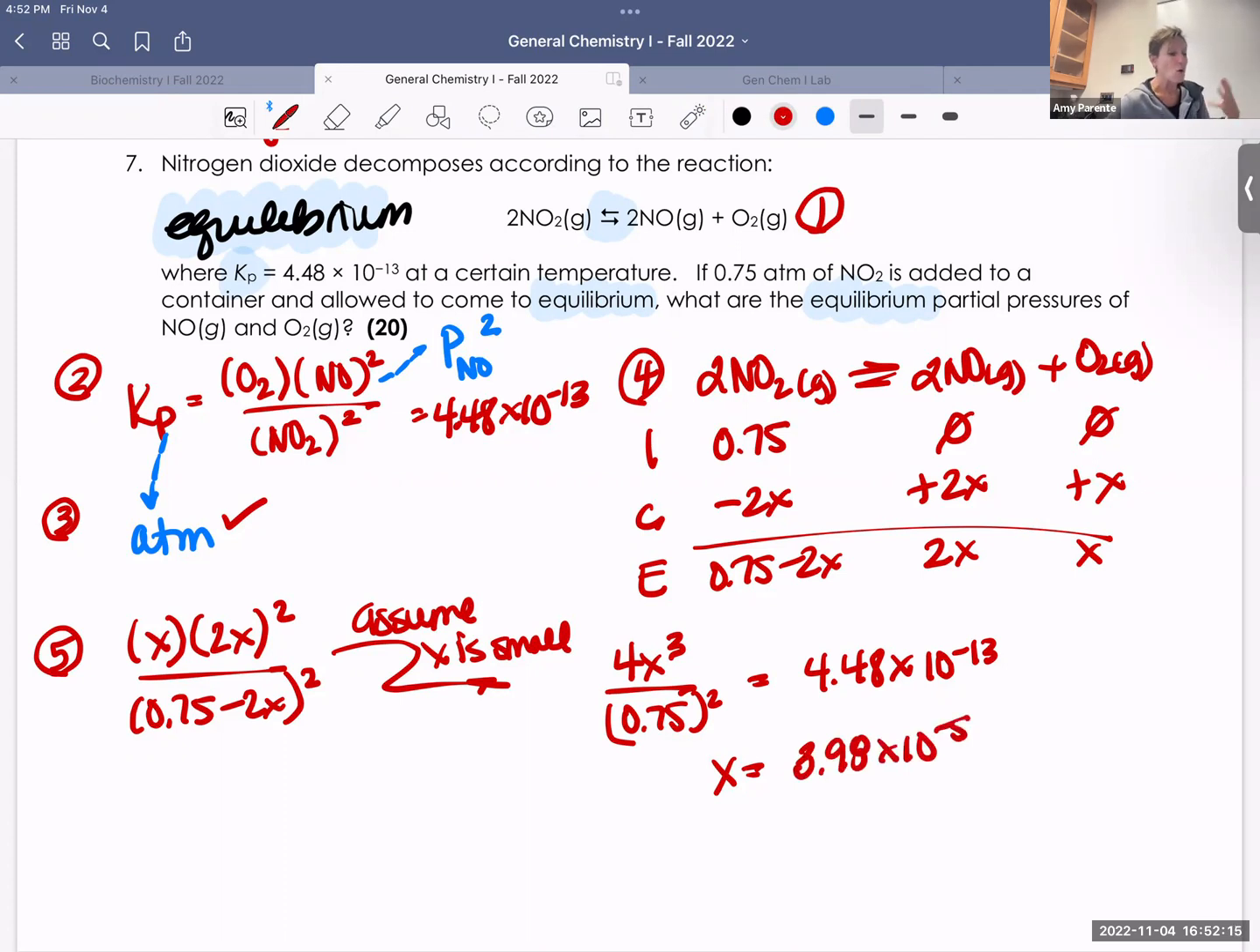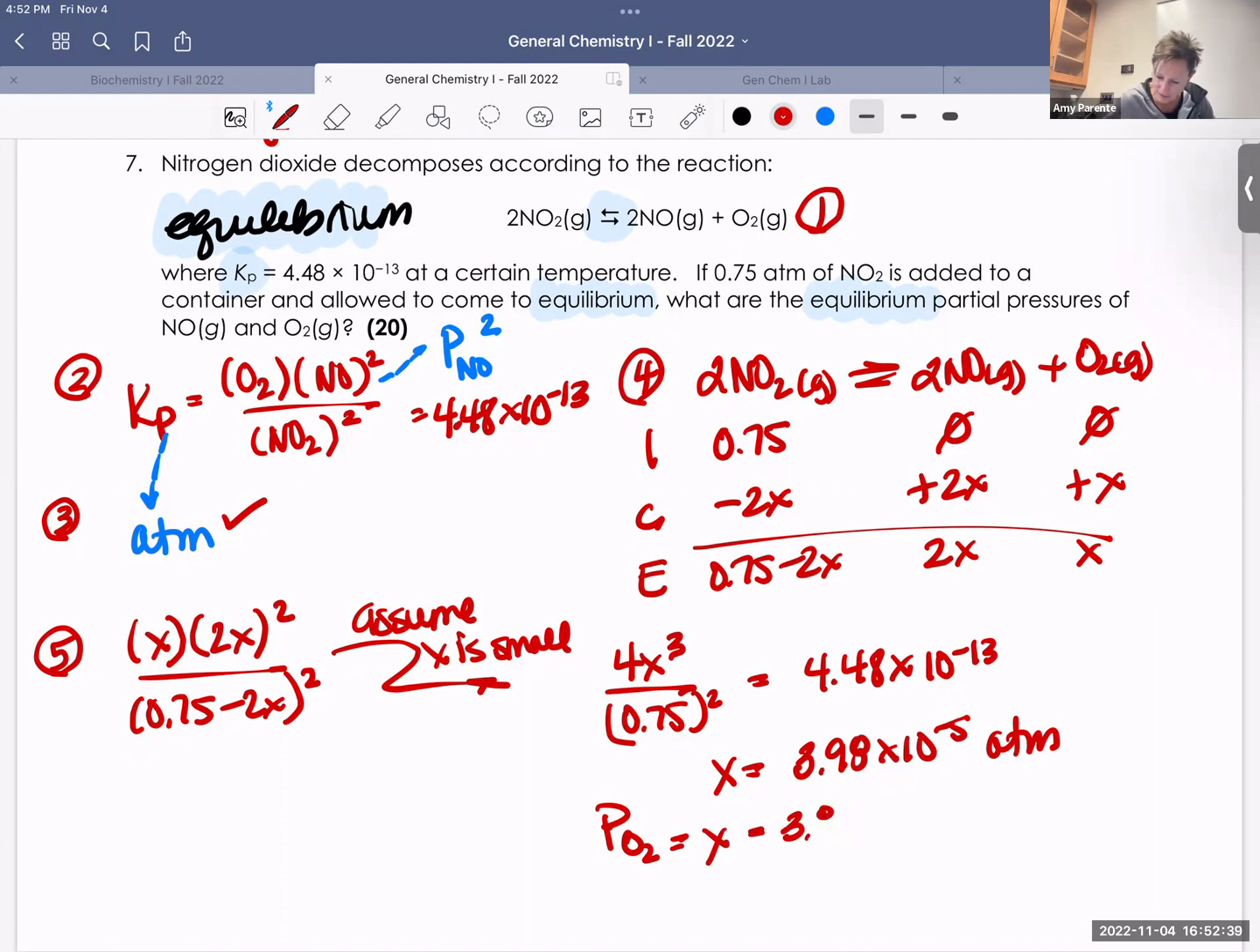Now we know our units here in our table are going to be atmosphere. So that's what our x is. It's going to be atmosphere. So we need to then put in, this problem asks, what are the partial pressures of O2? So that partial pressure of O2 is equal to x. And so that's going to be 3.98.